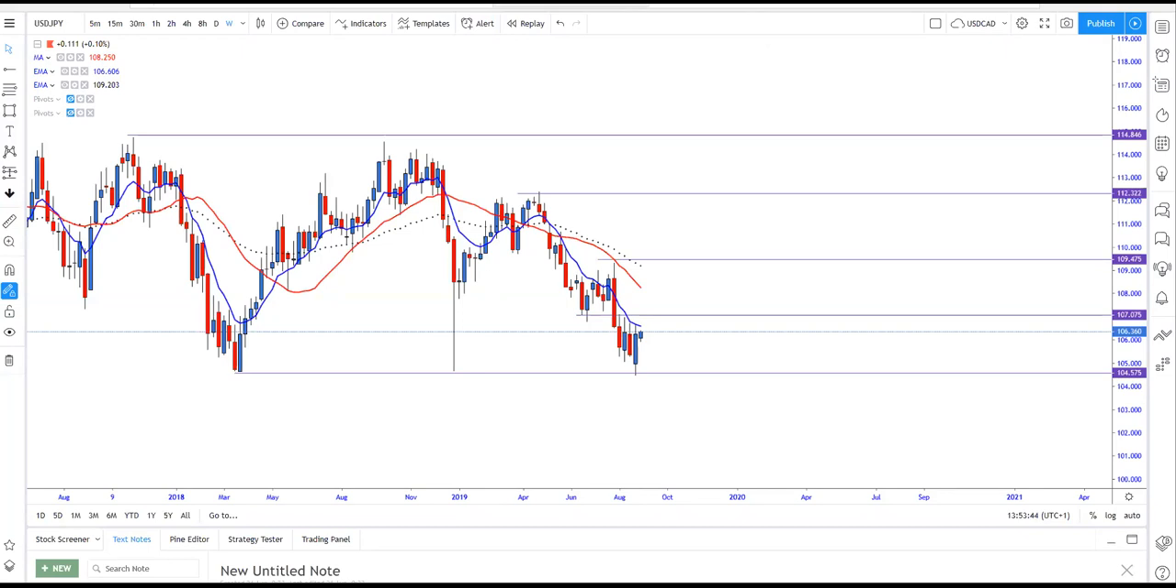Quick analysis on USDJPY for this week, and we tried to establish the price direction. We tried to establish where the price is heading this week, and if there is any potential trading setup.